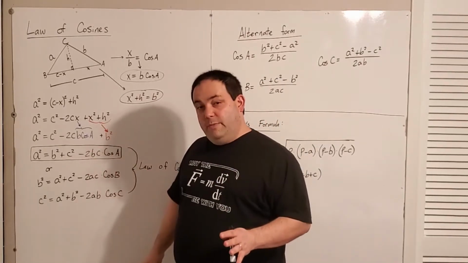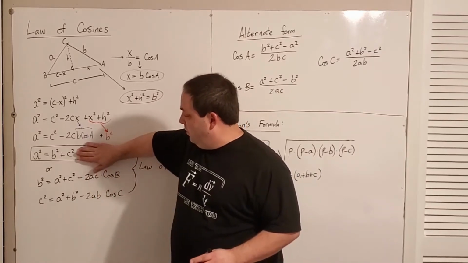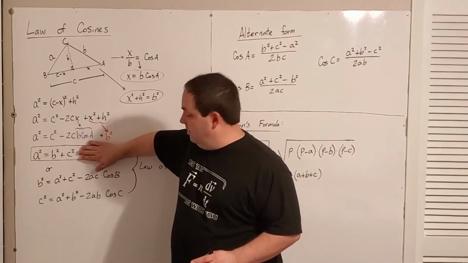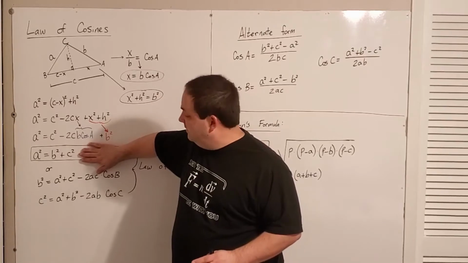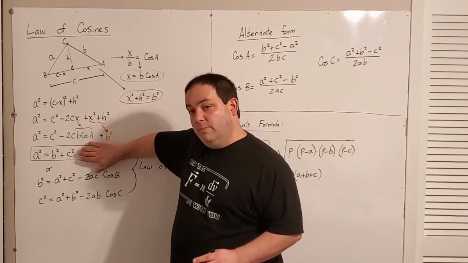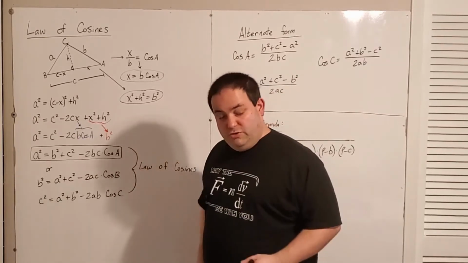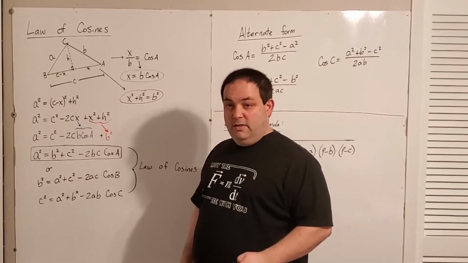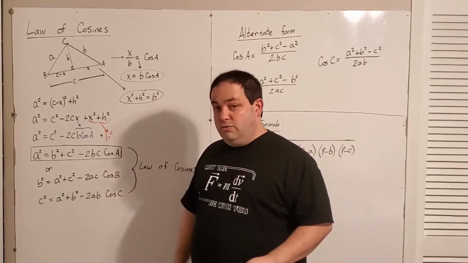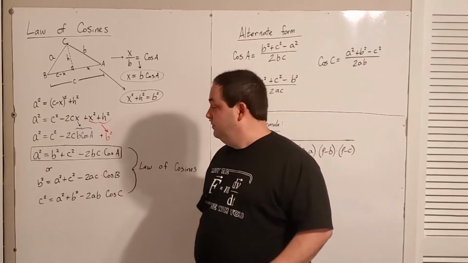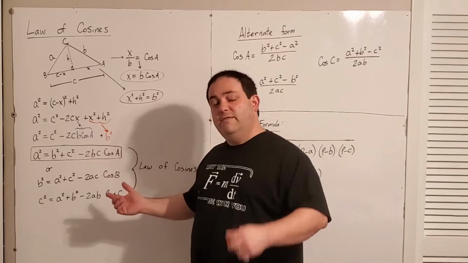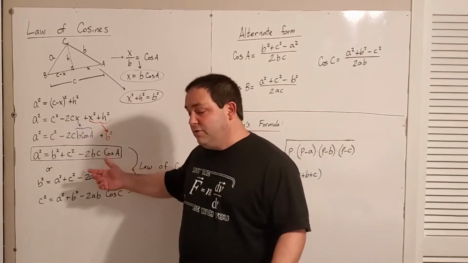Should look very, very familiar to you. If you don't have the minus second half of that piece there, it looks a lot like Pythagorean theorem. In fact, law of cosines can be thought of as a more generalized version of Pythagorean theorem. It's a version that works with all triangles instead of just right triangles. And it involves the cosine of some angle that's inside of the triangle.